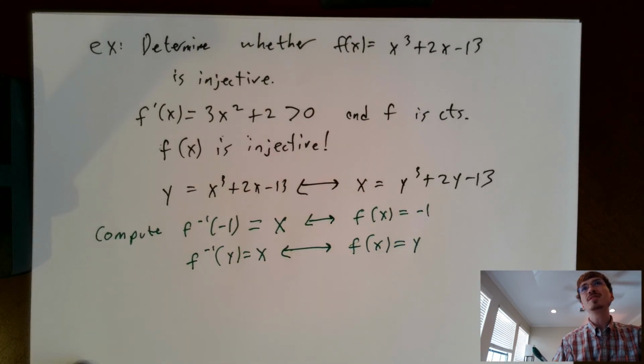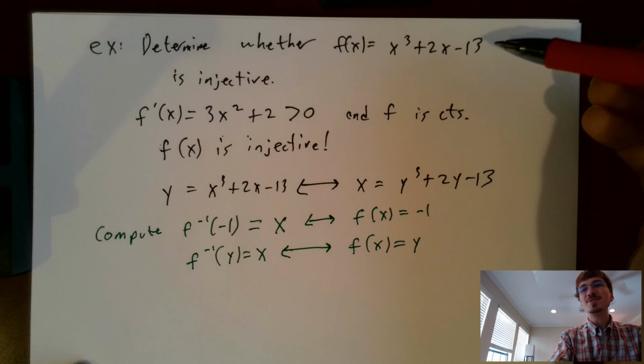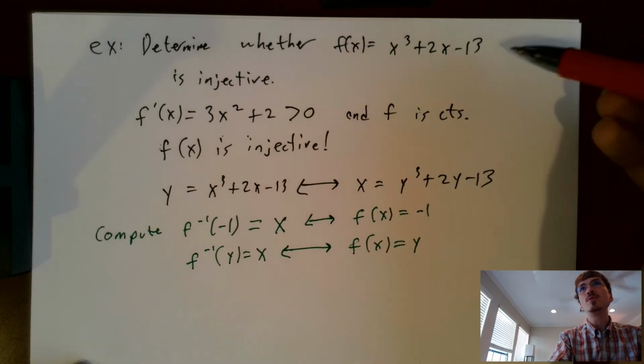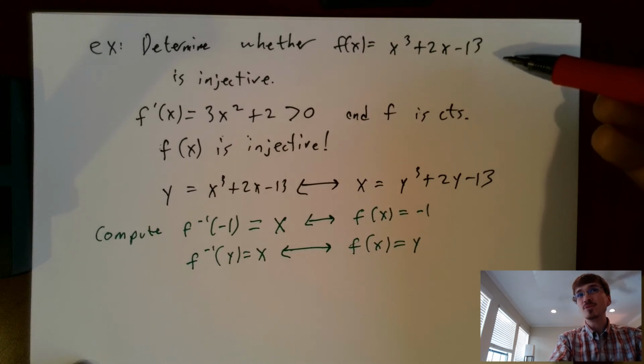How can we do this? One way to do this, and this does come up on the AP test, is to simply stare at the function f of x. Do you see any easy values of x where the output is negative 1? Pause the video, see if you can figure out an easy value of x that outputs negative 1 for you.